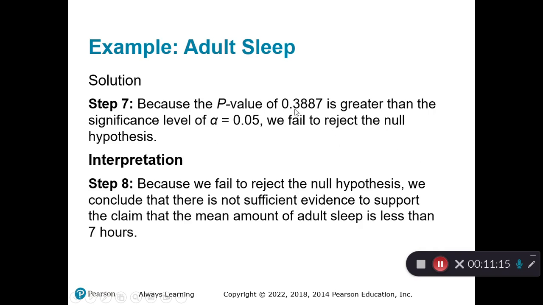The p-value was greater than the significance level, and that leads us to fail to reject the null hypothesis. The interpretation is that because we have a large p-value, we conclude that there is not sufficient evidence to support the claim that the mean amount is less than 7 hours. I prefer to say that we do not have sufficient evidence against the claim that it is 7 hours. I always like to write the conclusion in terms of the null hypothesis.